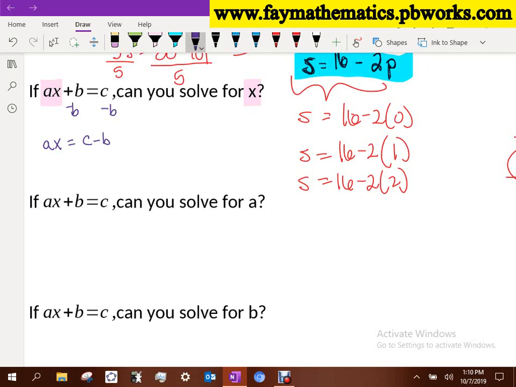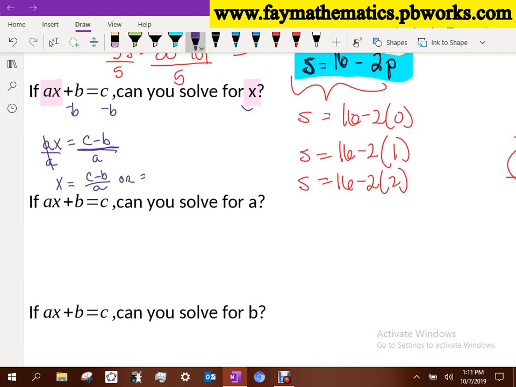And I want to solve for x. So how are these two stuck together? Multiplication. How do you undo multiplication? Divide. So divide by a. And that's going to leave me just x. And remember, you have to divide the entire side by a, right? So the easiest thing is just to write one large fraction bar and be left with c minus b over a.